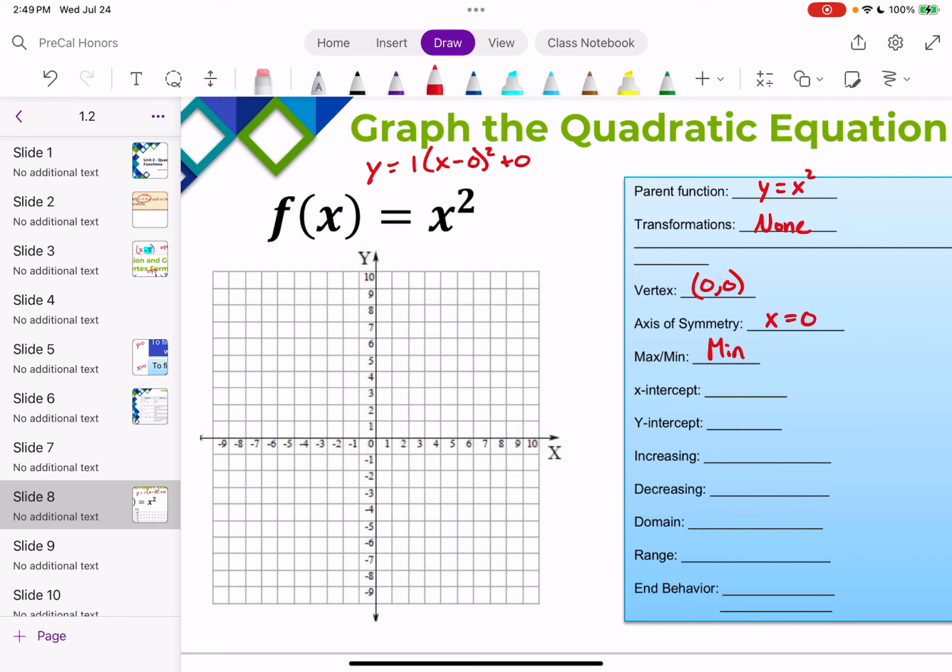Well, let's start putting down the information that we know. We know our vertex is at 0, 0. We need points on the left and right side of this parabola. So we're going to go ahead, create a quick table.